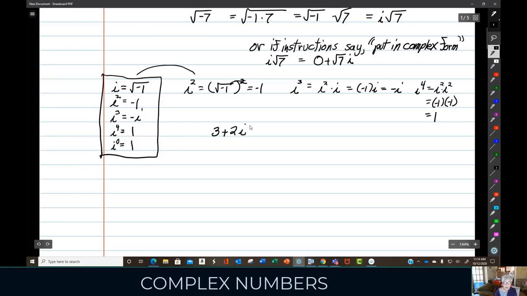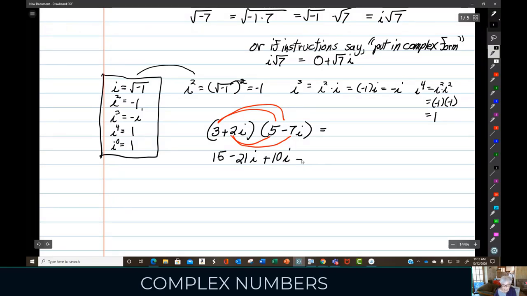3 plus 2i times 5 minus 7i. Okay, the 3 will multiply the 5, and the 3 will multiply the negative 7i, and the plus 2i will multiply the 5, and the plus 2i will multiply the negative 7i, so that what you get from this is 15 minus 21i plus 10i minus 14i squared.